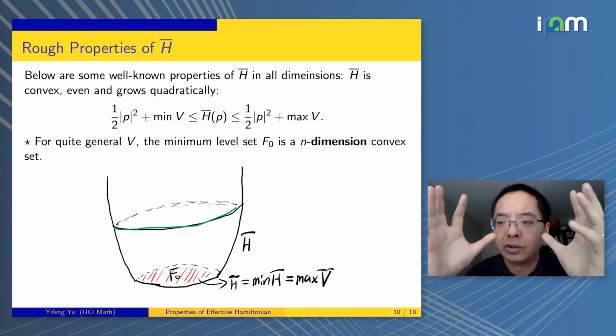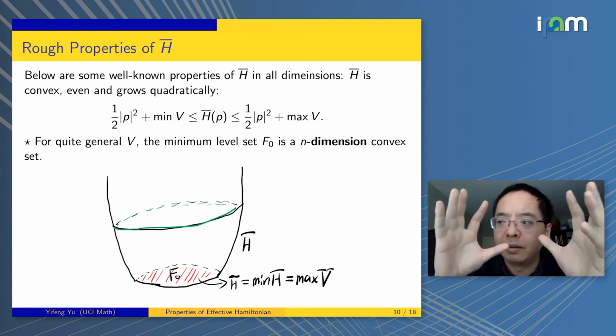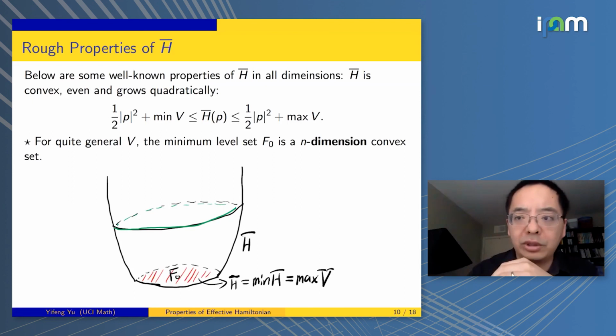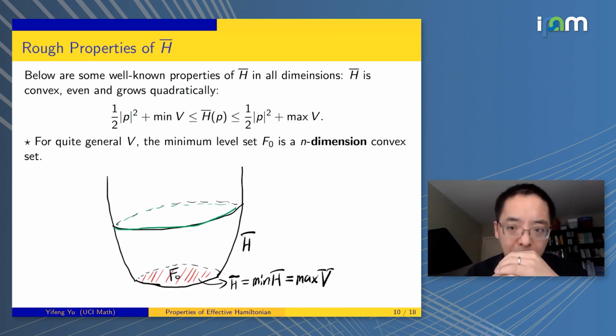those larger scale properties of the original Hamiltonian. The proofs are usually not hard. The proofs are usually based on the comparison principle and uniqueness of solutions, right?